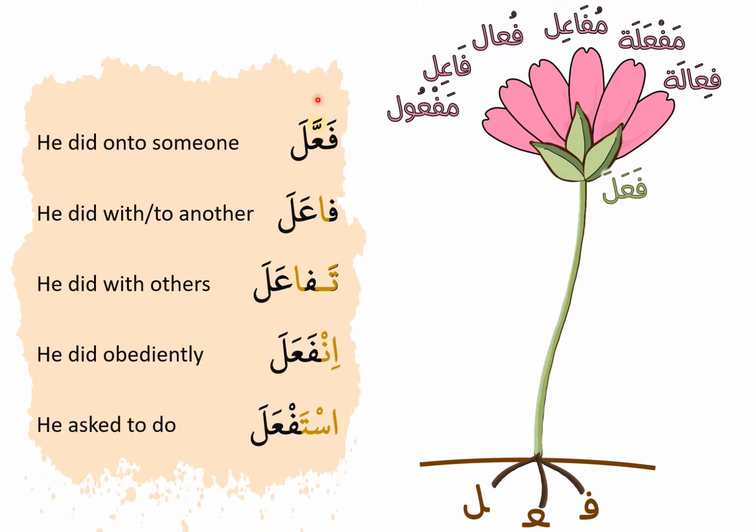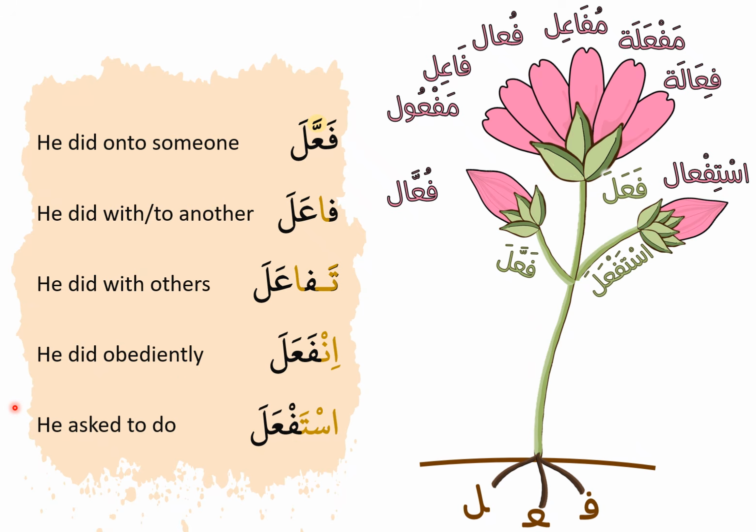So these here are different verb forms linked to the verb fa'ala. But they have slightly different meanings. You can check the translations, but they're still linked to the meaning of fa'ala. If we look at them in the graphical form, this here is the verb fa'ala, and it has its specific noun. There's istaf'ala with its noun.